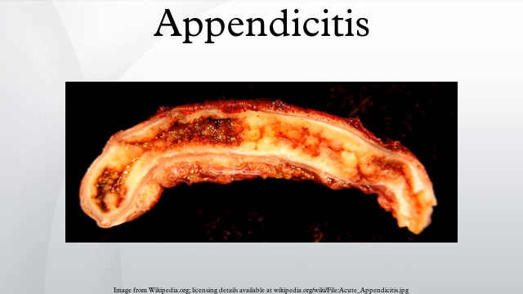CT scan is more accurate than ultrasound for the diagnosis of appendicitis in adults and adolescents. CT scan has a sensitivity of 94%, specificity of 95%. Ultrasonography had an overall sensitivity of 86%, a specificity of 81%.